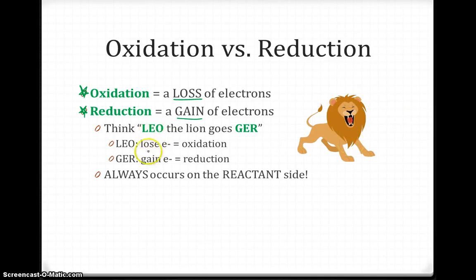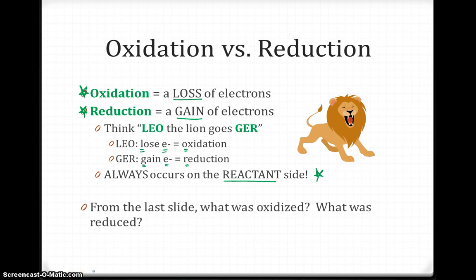So Leo stands for lose electron, means you're oxidized. Grr stands for gain electron, means you're reduced. So Leo the lion goes grr helps us understand what's being oxidized and what's being reduced. Lose electron means you're oxidized. Gain electron means you're reduced. And this always occurs on the reactant side. So oxidation and reduction always occur on the reactant side.